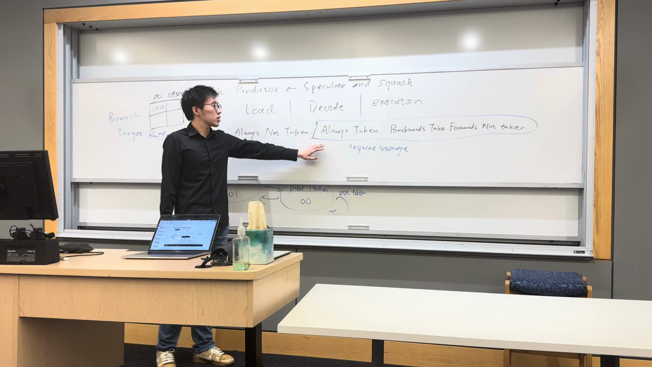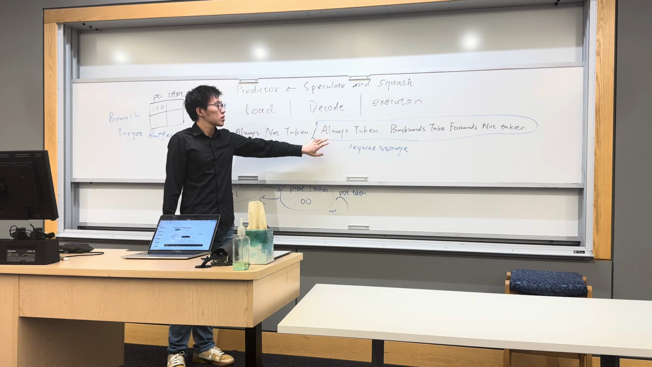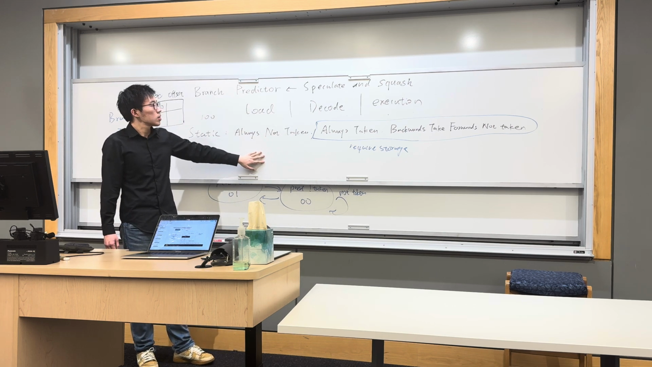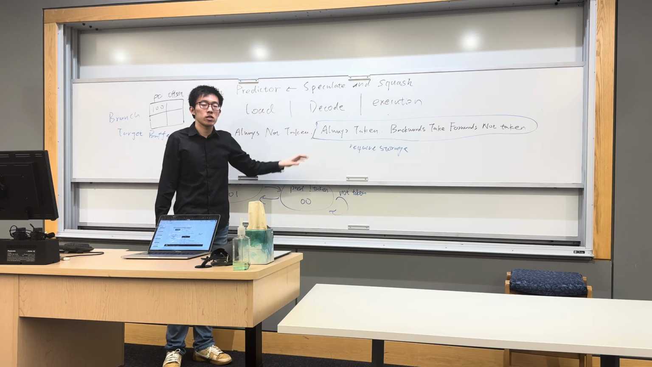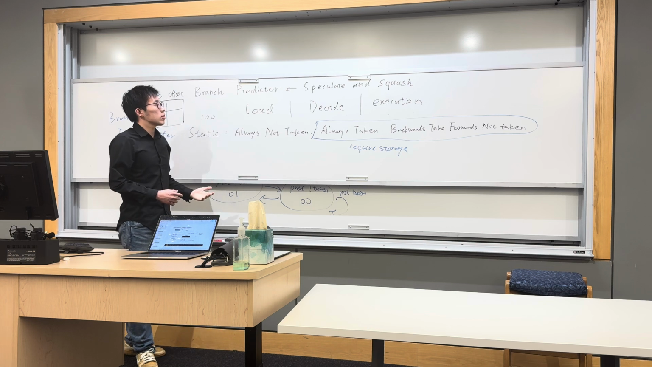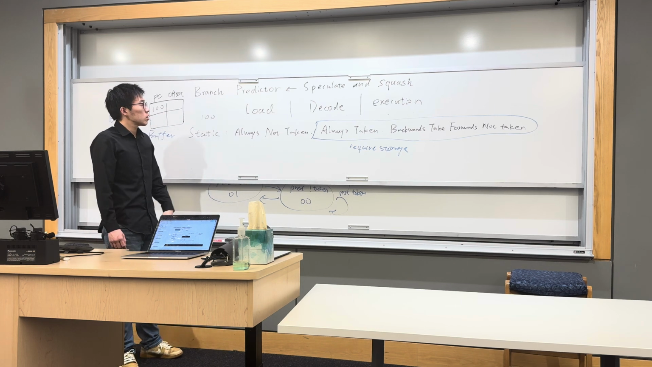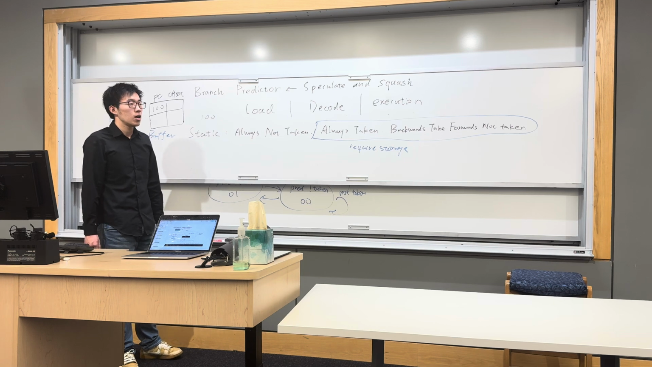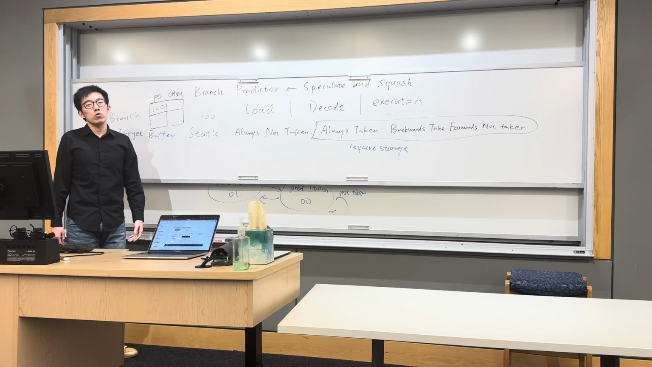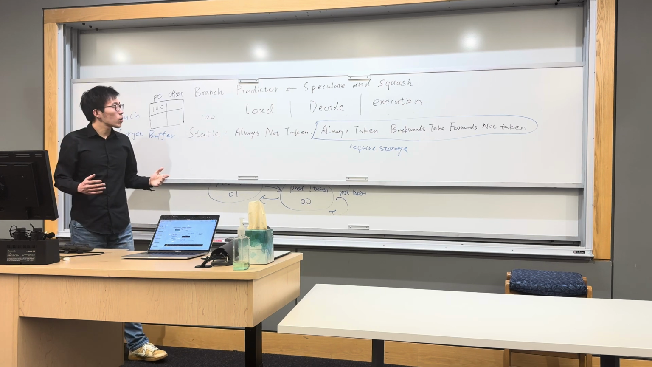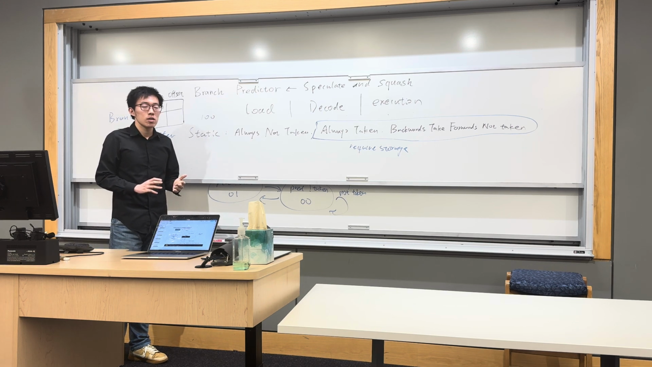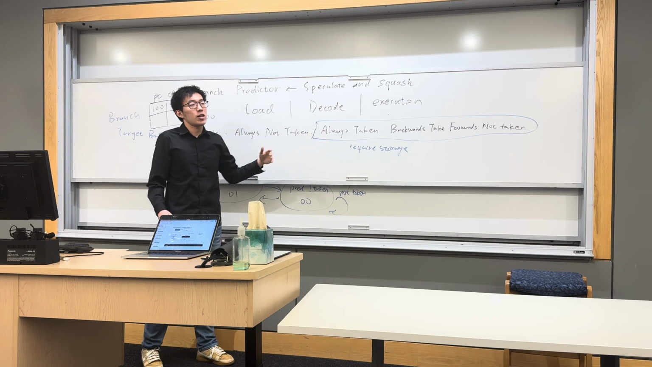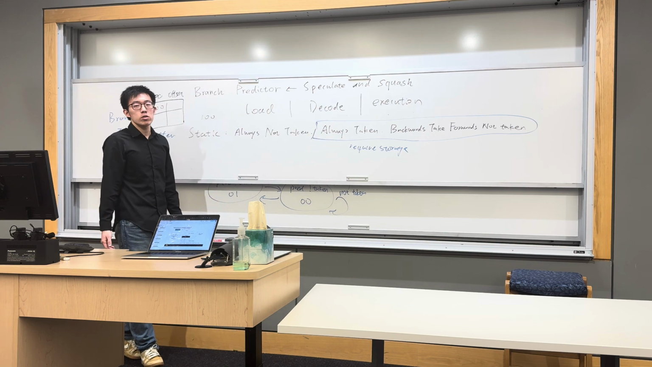The second prediction algorithm is always taken, which is the reverse of the first one. When the BEQ is in the decode stage, we always predict the branch will be taken. So we load the instructions that correspond to PC plus the offset. But here, we meet a very critical problem. How are we going to know the offset before we get into the execution stage? And the answer is there's no way to do that.